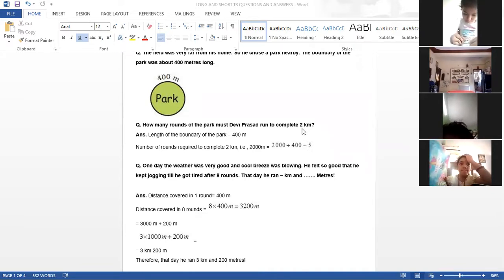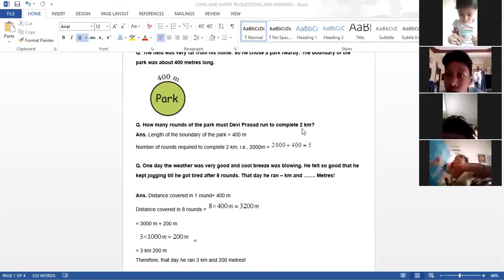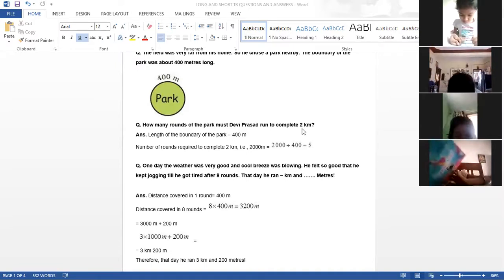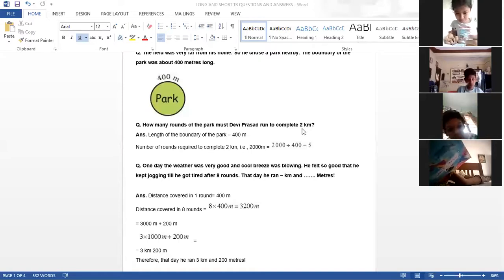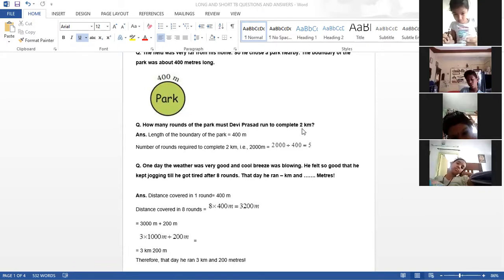Look at the next question. One day the weather was very good, a cool breeze was blowing. When it is hot sun, you don't want to run for more time because you will get sweating and irritation. If it is a cool breeze, you love to walk or run for more time. So he felt so good that he kept jogging till he got tired after 8 rounds. So 8 rounds completed.